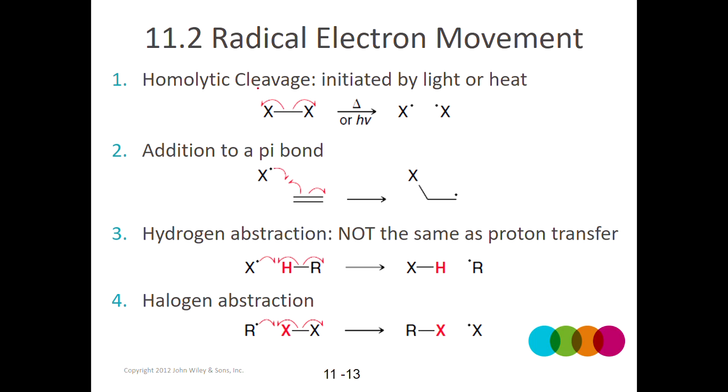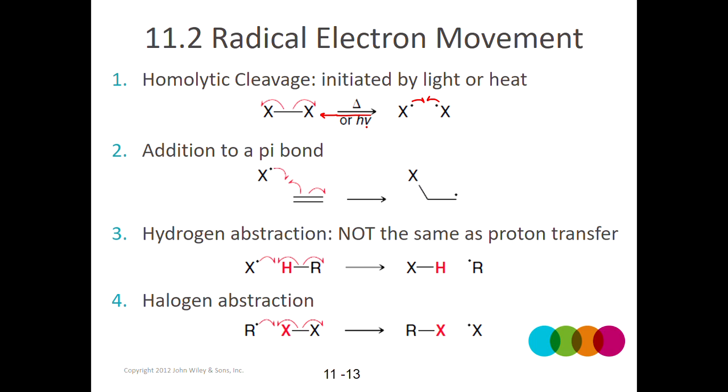So homolytic cleavage, we already saw, is 1. It's where a sigma bond can break open and produce individual free radicals. That's obviously reversible if the radicals come back together. So typically that would favor the reactant side unless you're at a very high temperature or continue to hit it with high energy light.